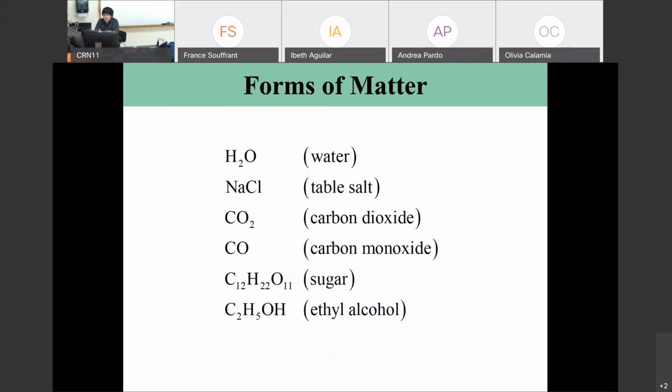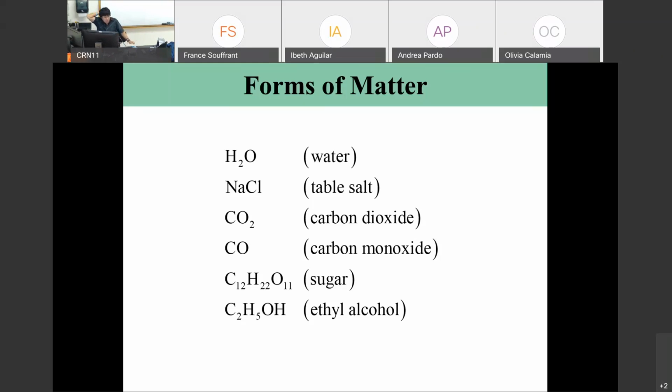Some examples of forms of matter in there. Of course, there are different compounds, and the compounds normally are represented by a formula. All right? So we have the number of atoms of hydrogen, H2, and O, there is just one atom of oxygen. So that's the composition of water, right? Two atoms of hydrogen and one atom of oxygen.